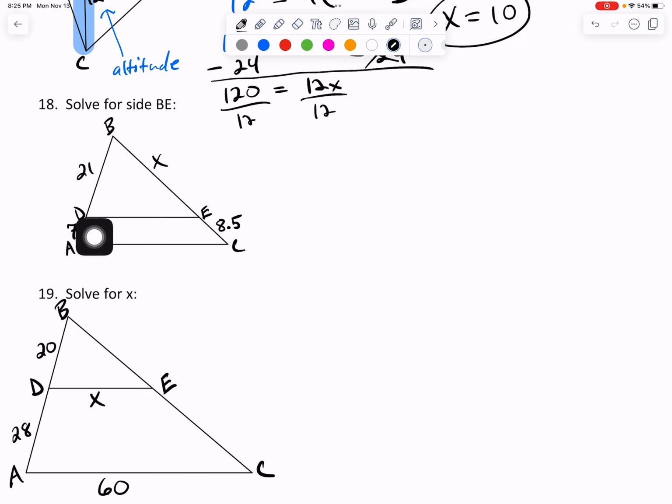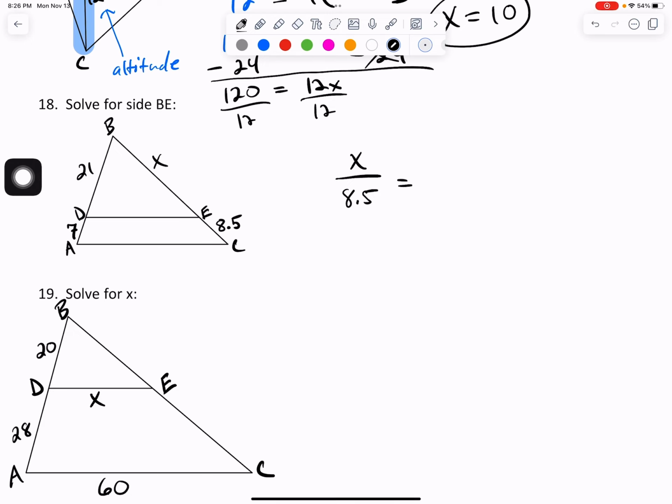All right, side splitter. What do we remember about that? We can write it as x over 8.5 because it splits the total side of BC into BE and EC. So you write it as x over 8.5 equals 21 over 7. Not 7 over 21, because the x is on top in this smaller triangle built within.